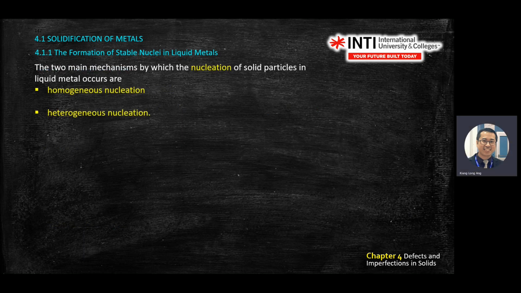So there are two types of mechanism that contribute to the nucleation of solid particles, meaning the development of the little dot that you see in the first diagram just now. One is homogeneous, and another one is heterogeneous. So we look at each one of these. What is homogeneous and what is heterogeneous?